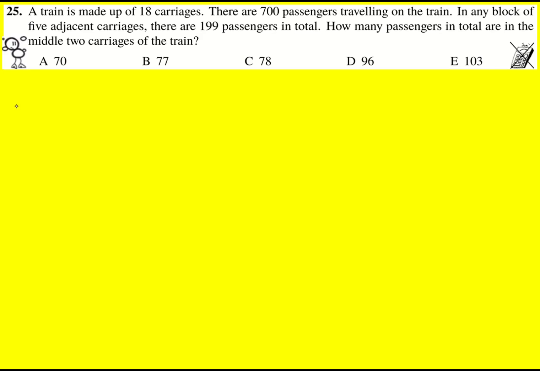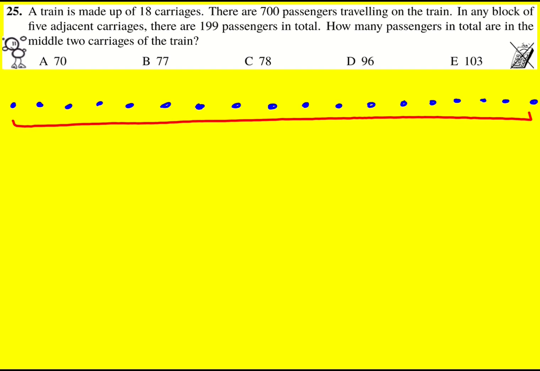I'm going to show you two ways to do this question. First of all, I did it by drawing a little diagram. I drew 18 little circles in a row, which I'm going to replicate here. 7, 8, 9, 10, 11, 12, 14, 15, 16, 17, 18. Okay, just about fit them in. So we know the full amount across here is 700.